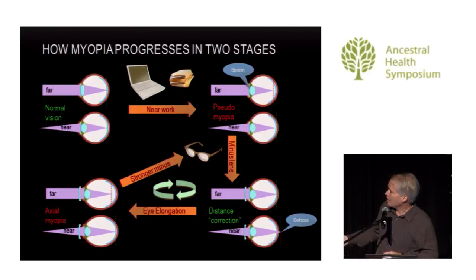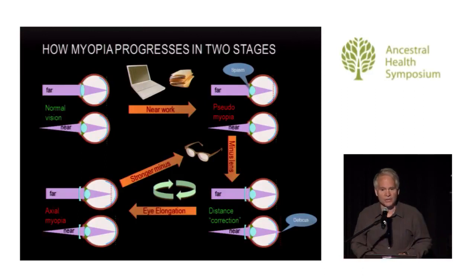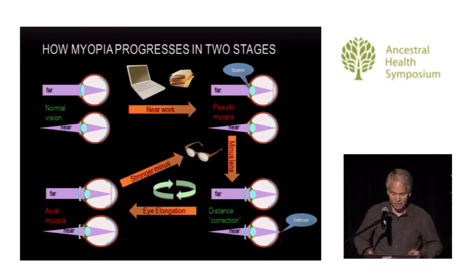However, there's a problem here, because that distance correction now causes focusing behind the retina when you're looking up close. And this induces a very interesting process, and I'll get into the biology of it, whereby the eye elongates and the axis of the eye gets longer. All right? And it has to do with a biological mechanism having to do with defocus.